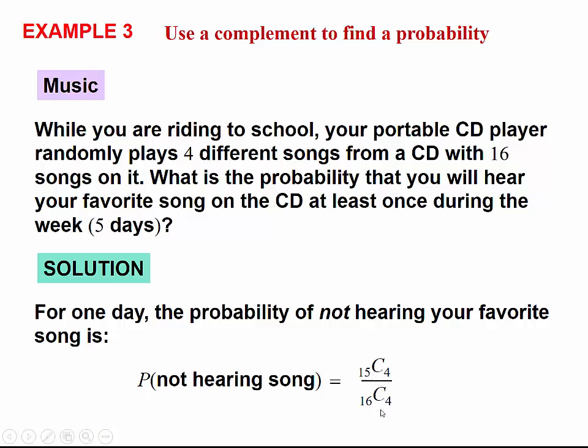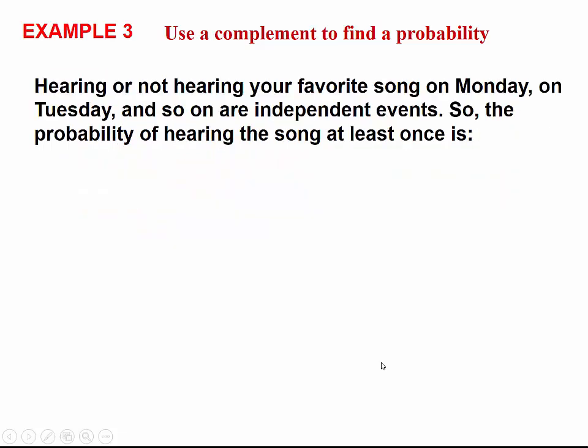Our denominator is the total of the 16 songs, and again, we're choosing 4 of them. So the reason why the numerator has 15 as a total rather than 16 is because one of those songs is our favorite, and we're trying to find the probability of not hearing our favorite song. So hearing or not hearing your favorite song on Monday or Tuesday and so on are independent events, meaning that what happens on Monday does not influence what happens on Tuesday and so forth.